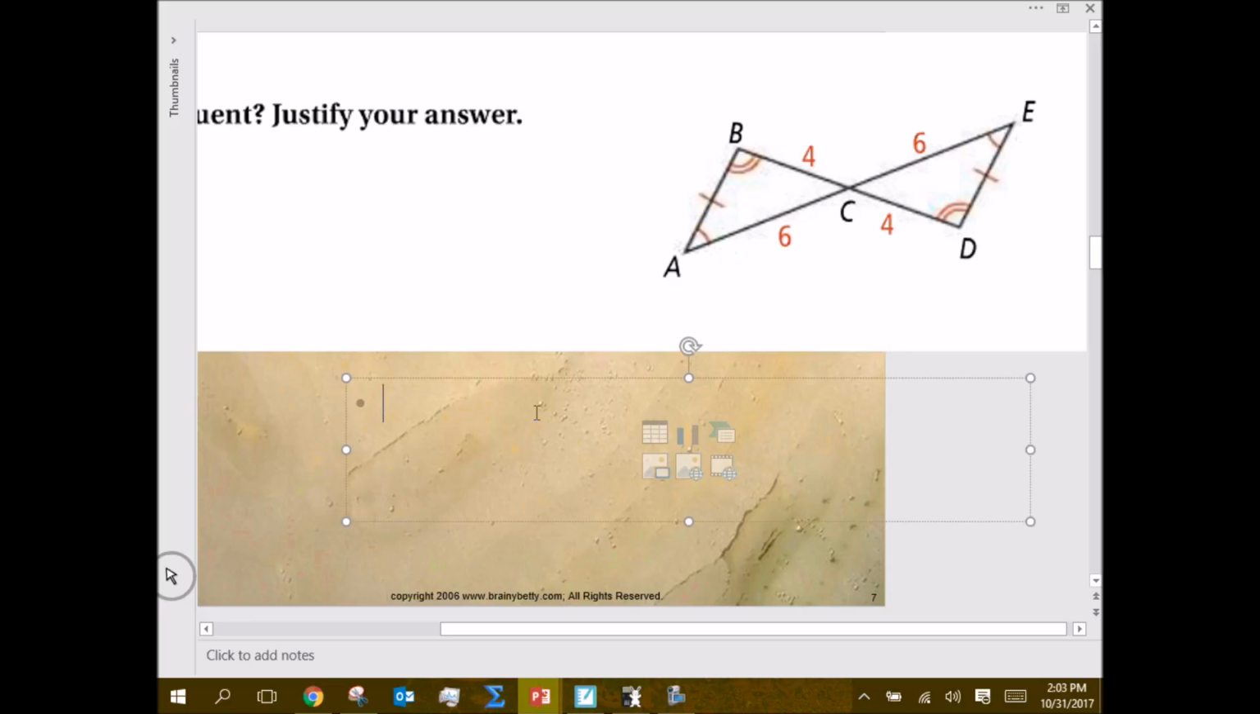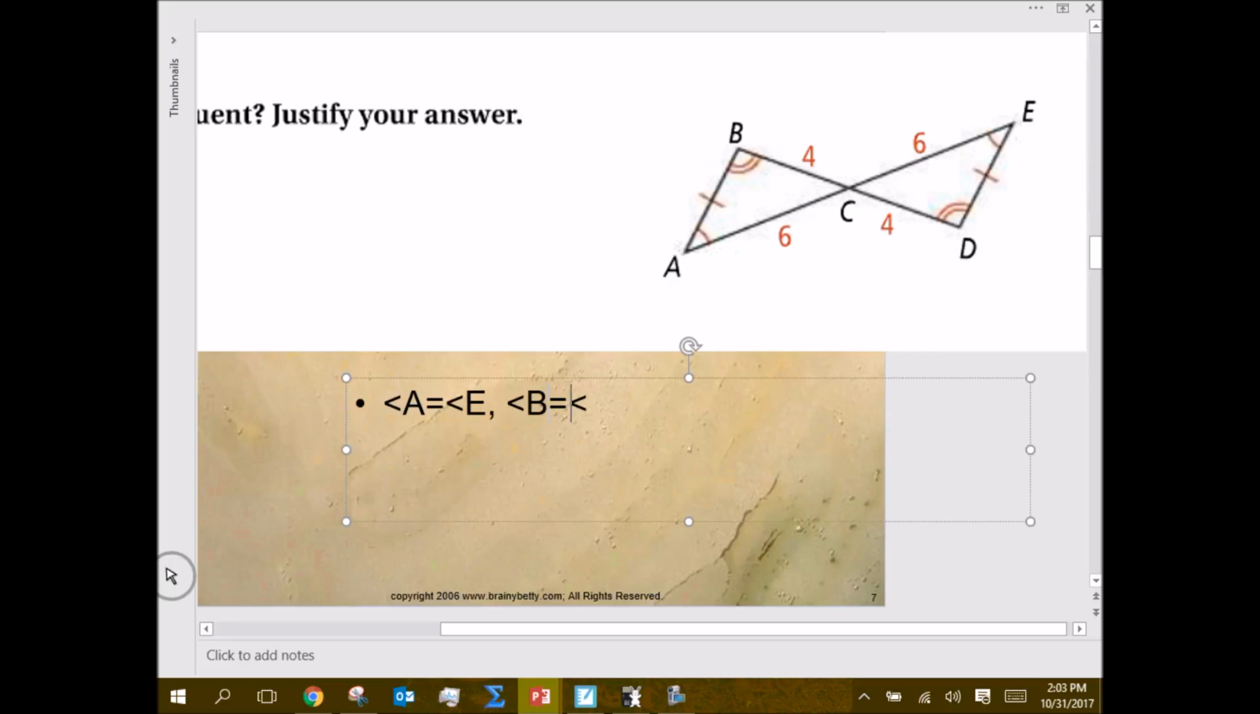Let's go through angles first. What is angle A congruent to? E. Okay, so angle A, I don't have a congruency symbol, but I'll use my equal symbol. Angle A is congruent to angle E. Okay, what about angle B? D. Okay, so that's pretty easy, right? And it's equal.